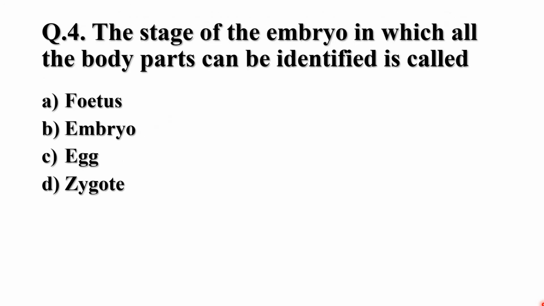Question 3. In human beings, after fertilization, the structure which gets embedded in the wall of the uterus is option A. Ovum, B. Embryo, C. Fetus, D. Zygote. And the right answer is B. Embryo. Question 4. The stage of the embryo in which all the body parts can be identified is called option A. Fetus, B. Embryo, C. Egg, D. Zygote. And the right answer is A. Fetus.